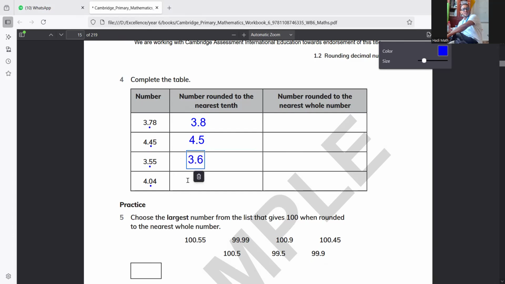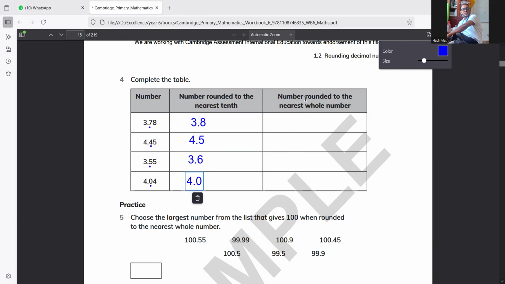This one is 4.04. The 10th is 0. Look on the right of the 0. There's 4. 4 you don't add. Some people, they write 4. If you write 4, it's wrong. You must write 4.0. Yes, I know 4.0 and 4 are the same thing. But in rounding, you must write this 0. Because the question says the 10th, you must put the 10th. If you write only 4, it's wrong.